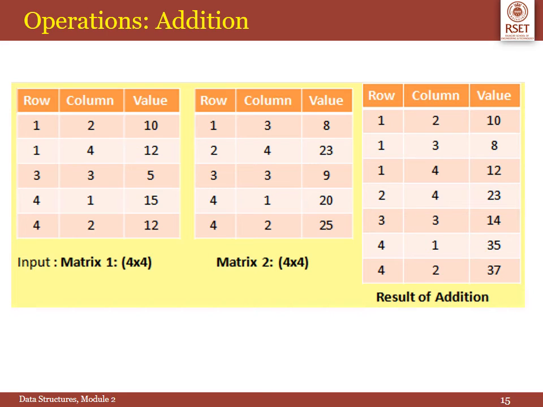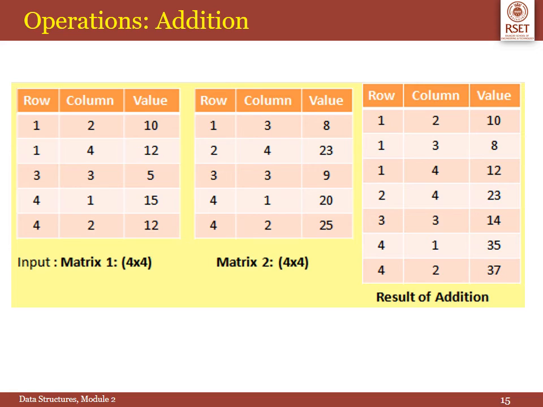Row number is same, column number of the element in the first matrix is 4, but the column number of the element in the second matrix is 3. 3 is lesser than 4, so I'll copy the entry from the second matrix to the resultant, which means I'll copy 1, 3, 8 to the resultant. I'll advance to the next row in the second matrix.